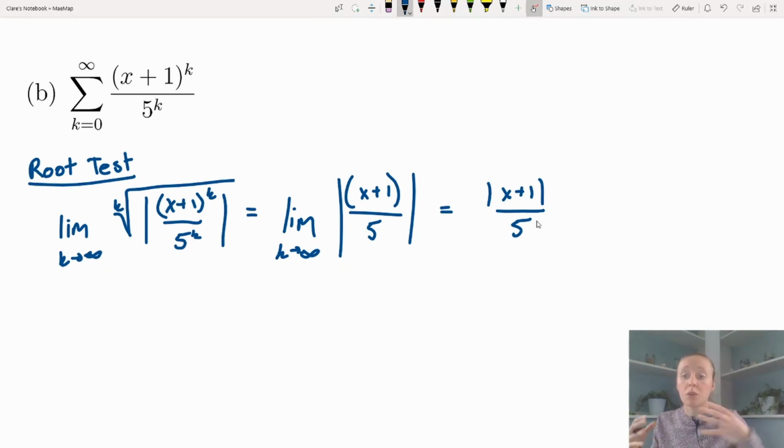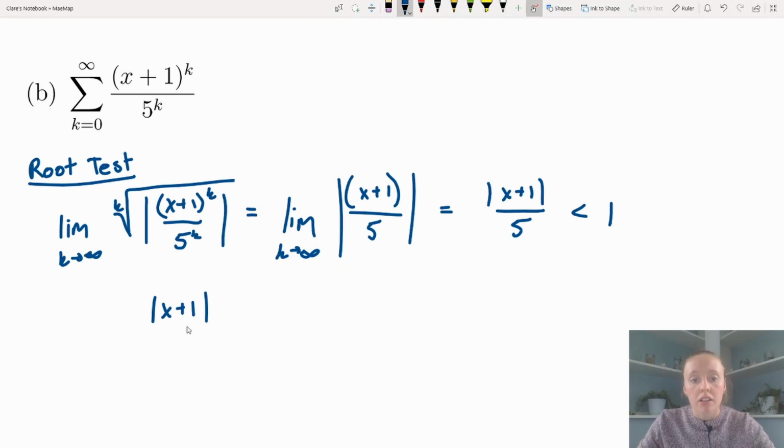So if that's what our limit's equivalent to, remember we did the root test. And when does the root test tell us our series converges? When that limit value is less than 1. So we just have to solve for when the absolute value of x plus 1 over 5 is less than 1. I'm going to multiply both sides by 5. So when I do that, my 5 in my denominator gets canceled out, so I'll have the absolute value of x plus 1 is less than 5.